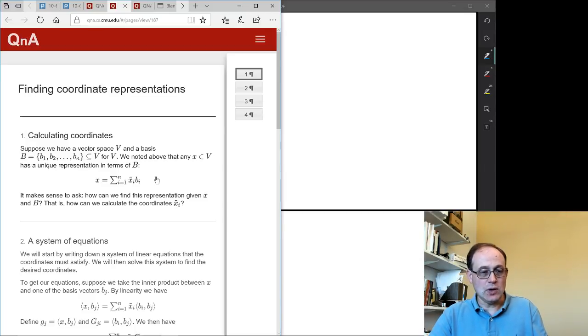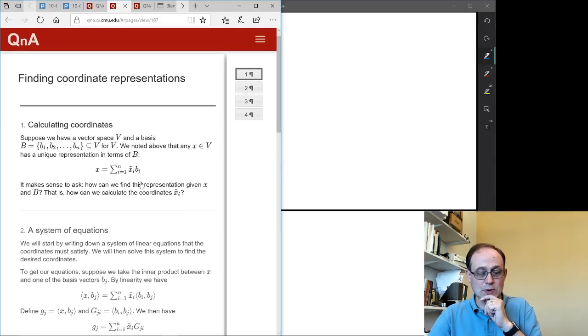All right, so our problem is that we have a vector space V and a basis b1 through bn for our vector space V, and we have some vector x that is in V, and we know that x has a unique representation, the sum from i equals 1 to n of x tilde i times bi. We would like to be able to find this representation given x and b. In other words, we want to calculate the coordinates x tilde.